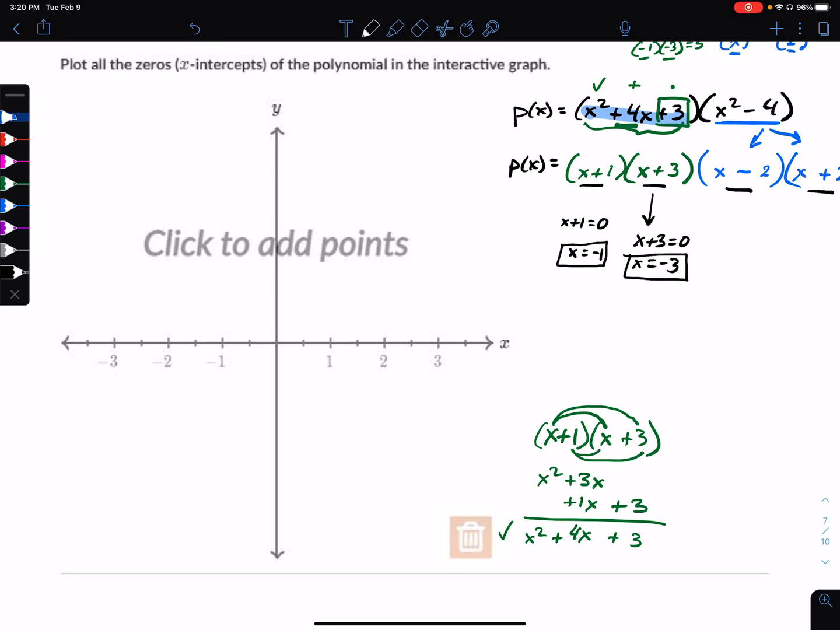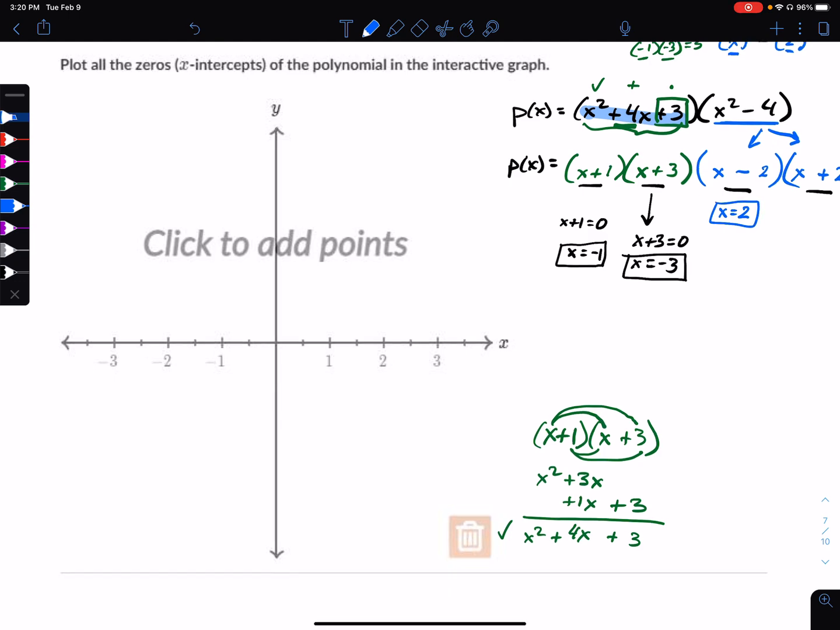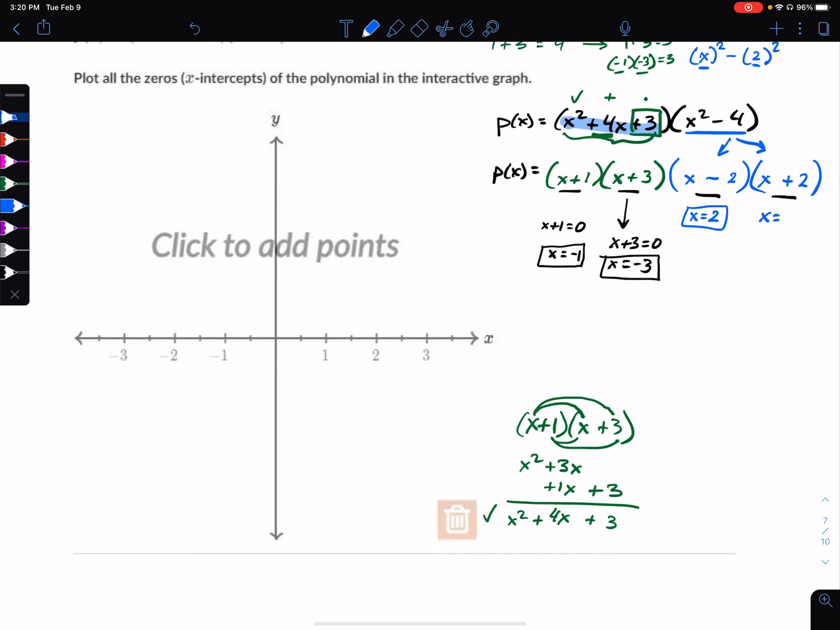There's the next 0. I'll go back to my color codes here. And so you probably do this in your head and say, okay, x would have to be 2 for this one, and x would have to be negative 2 to zero out this factor. That's what we're doing. So yeah, let me stick with my color codes here. Green was -1 and -3. Okay, so you'll click and place those dots, and then for blue, those factors were -2 and +2.